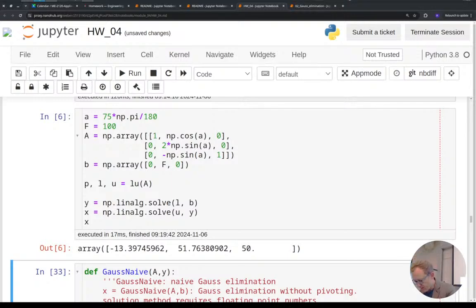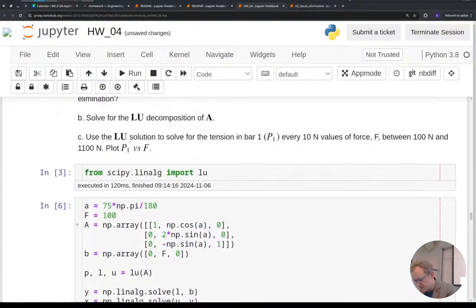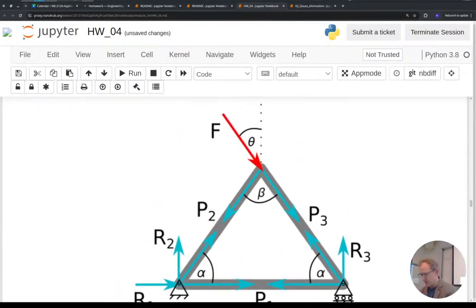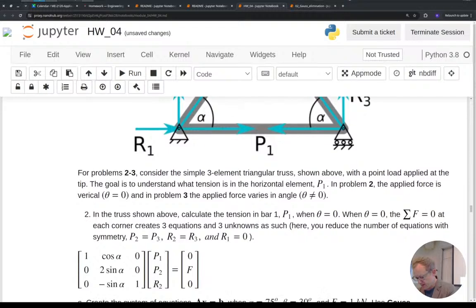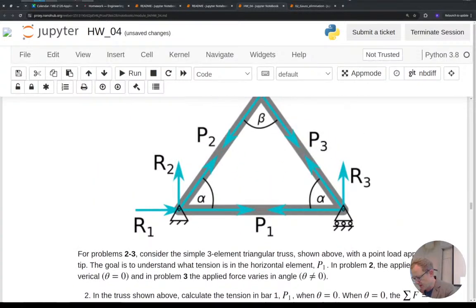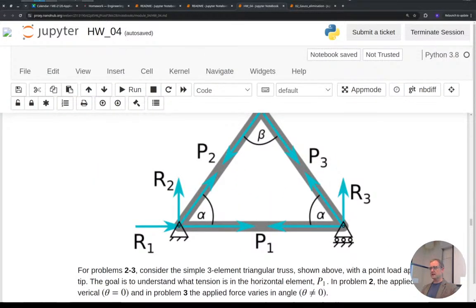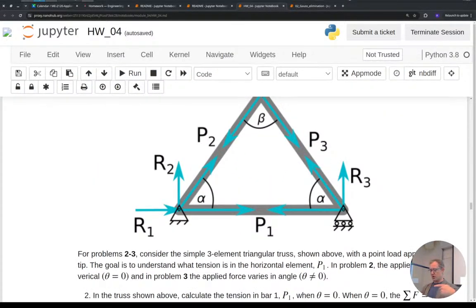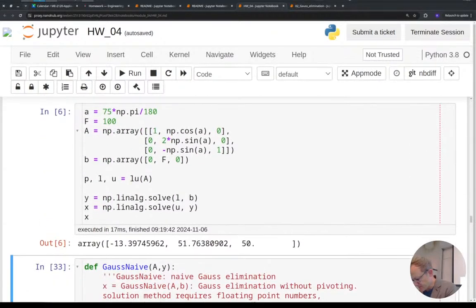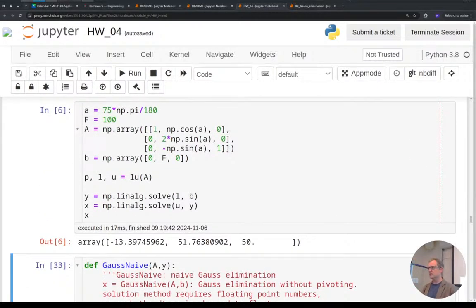So right now, if my force is 100, so I'm pushing this thing down, theta equals 0, 100 newtons, then my internal stress along P1, the thing that's holding the bar 1, how much internal force there is in there, for 100 newtons, it ends up being negative 13 newtons.